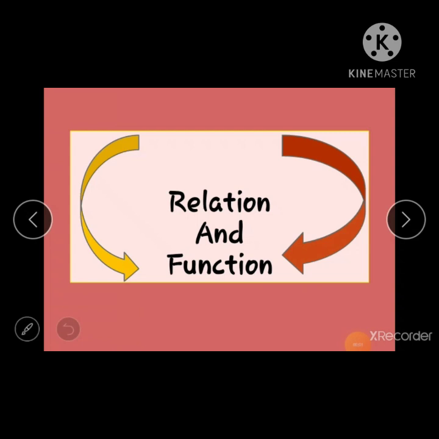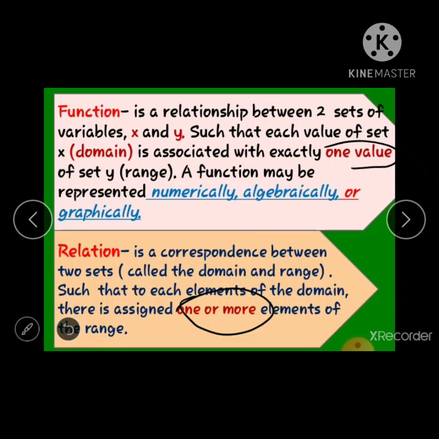My topic for today is relation and function. First of all, we need to define the meaning of function and relation. A function is a relationship between two sets of variables x and y, such that each value of set x, the domain, is associated with exactly one value of set y, which is called the range. A function may be represented numerically, algebraically, or graphically.